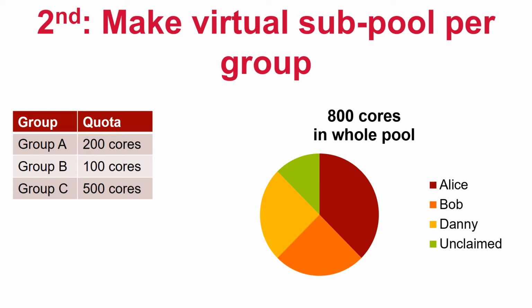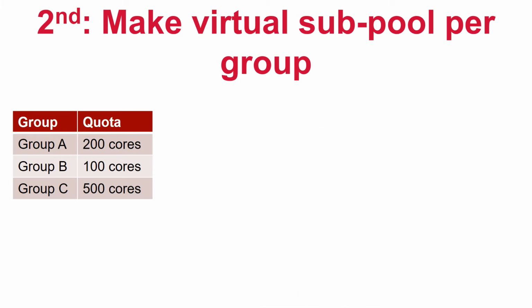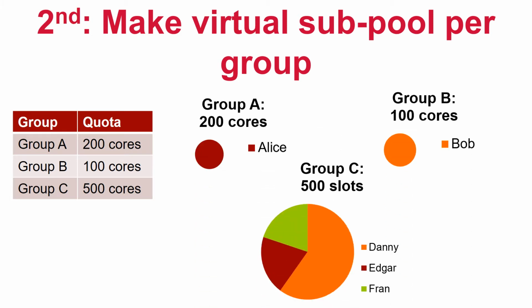Then, after we have a quota per group, we divide the pool up into virtual subpools, each with a number of cores according to the group. Note that we do not assign specific machines to groups. Let's say group A gets 200 cores. We just mark that some set of 200 cores, we don't know which ones, are owed to Group A, and some other set to Group B, and so on.